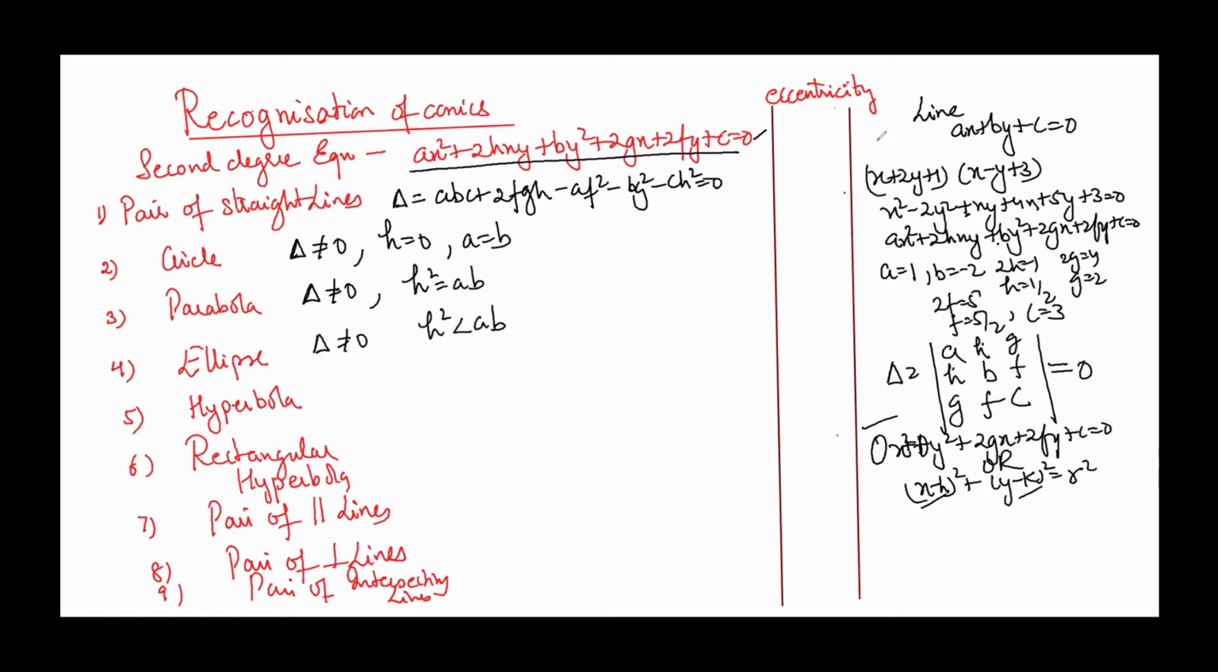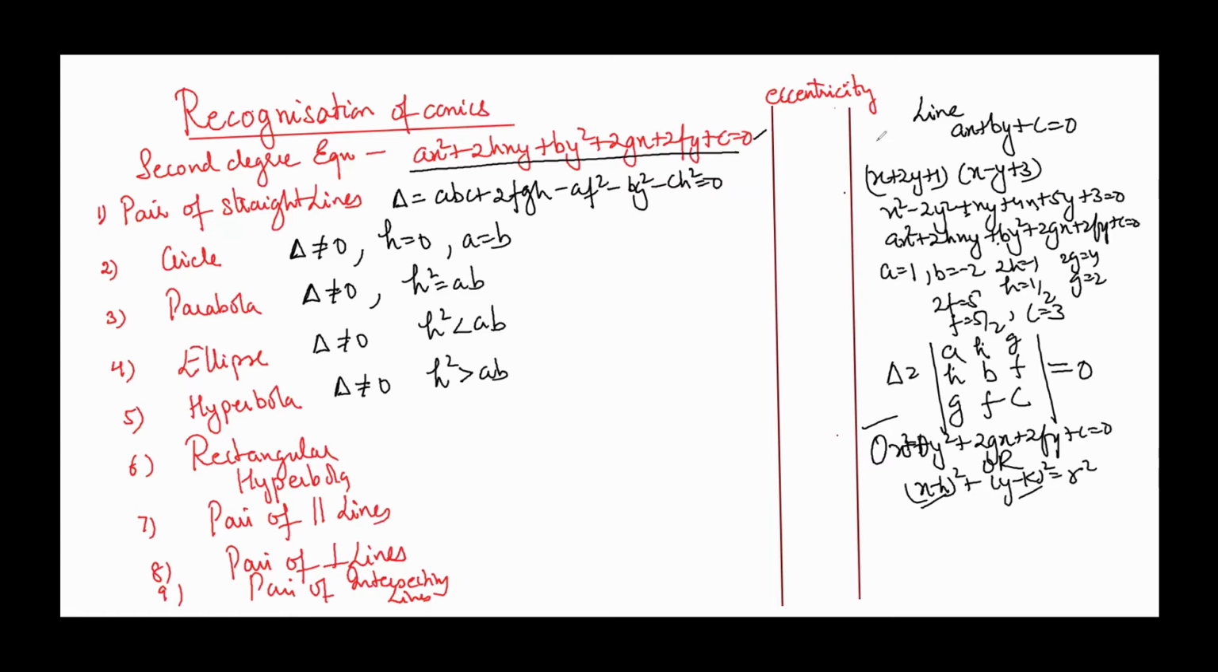Then we have hyperbola. For hyperbola, just reverse this sign. If in ellipse we get a sign of less than, then just replace this sign by greater than. All the results are converted into hyperbola by changing less than to greater than, plus by minus, minus by plus. We can easily convert all the results of ellipse into hyperbola.